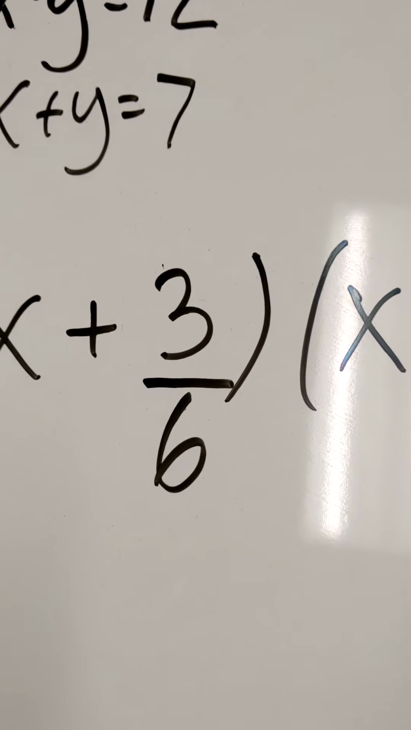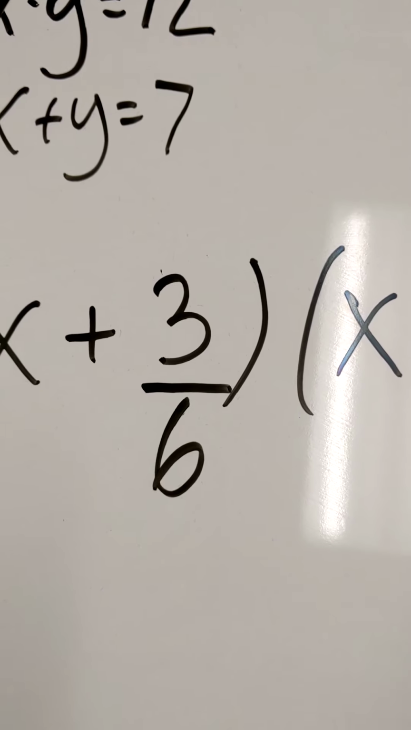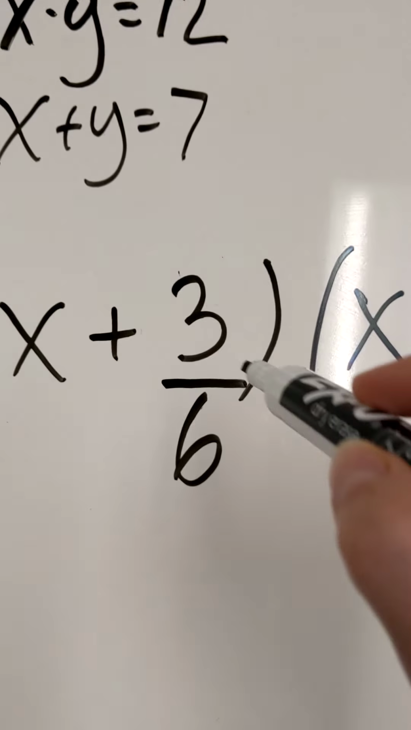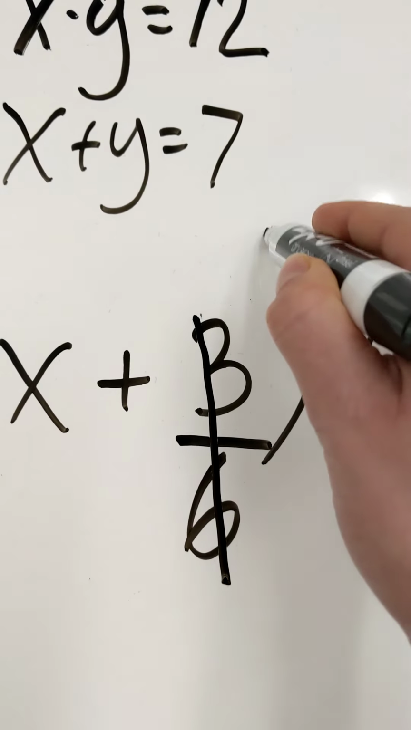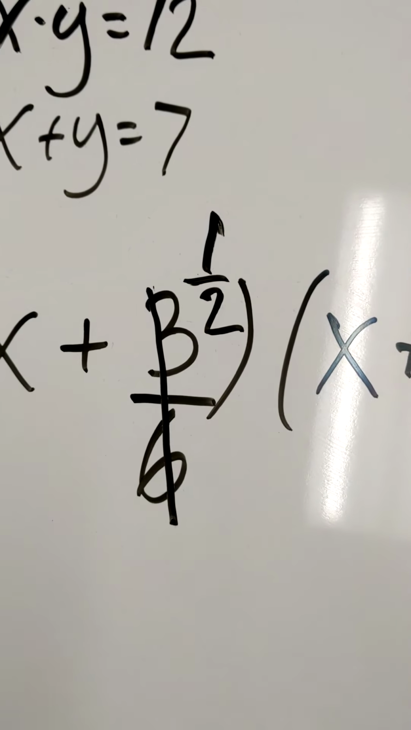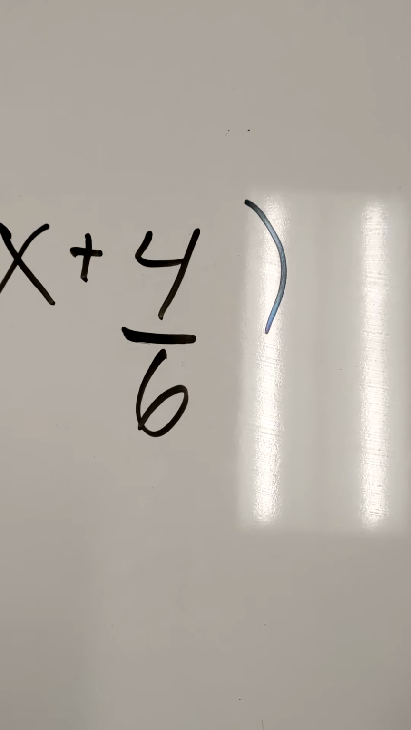So pause the video, go do that. 3 divided by 6, hit the fraction button. Alright, hopefully you got that this is actually just 1 over 2. So we're going to cross this out. We're going to put 1 over 2. Okay, we're going to leave that for the moment. Now we need to go check this one.